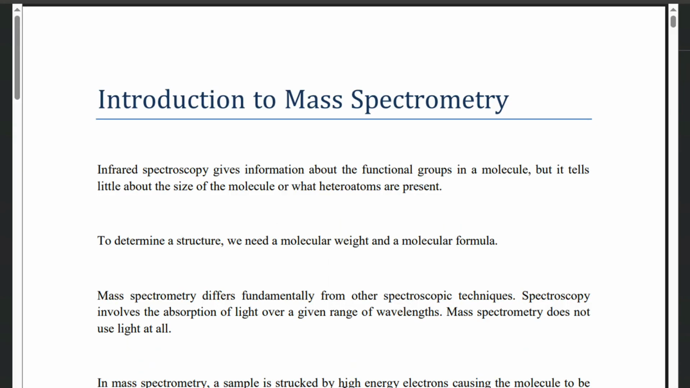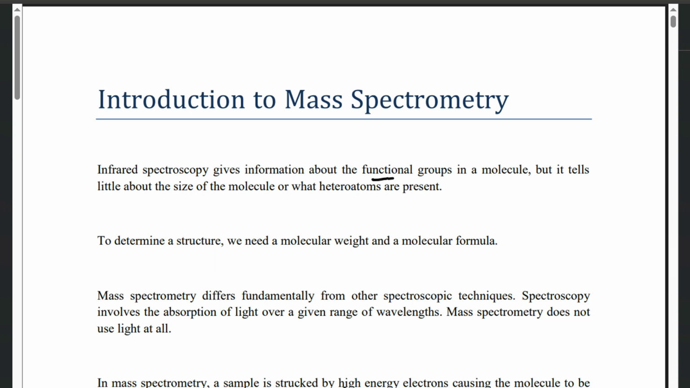Alright, so let's talk about mass spectrometry. Basically, infrared spectroscopy gives information about functional groups in a molecule, but it tells little about the size or what heteroatoms are present in the molecule.